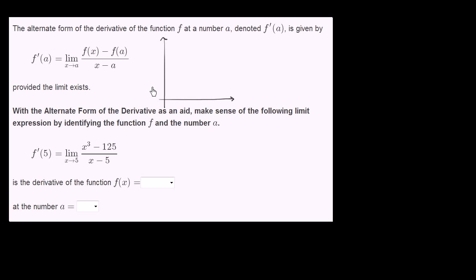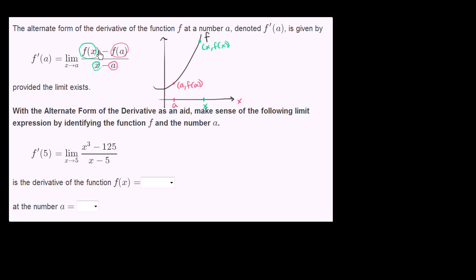So let's imagine some arbitrary function like this. Let's say that that is our function f. And so you could have the point when x is equal to a, this is our x-axis. When x is equal to a, this is the point a, f of a. And then we could take the slope between that and some arbitrary point. Let's call that x. So this is the point x, f of x.